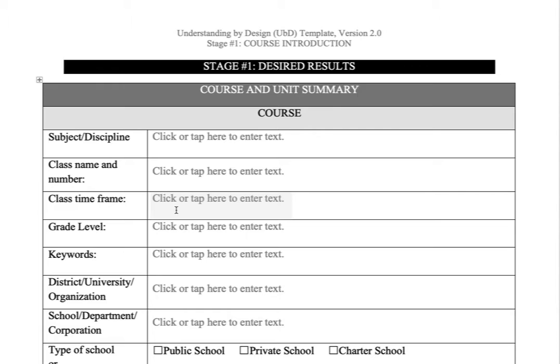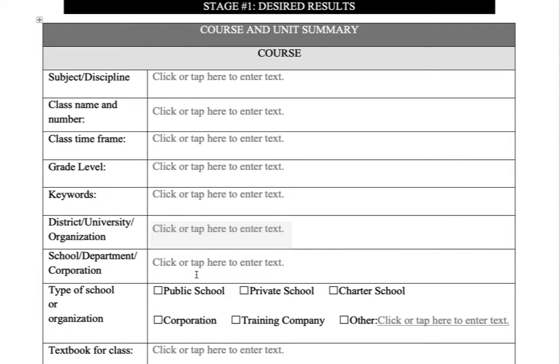Next, we will type in the class time frame such as 1 school year or 164 days. Below that, we will type in the grade level such as 9th grade. And then below there, we will type in keywords such as math or algebra 1 or linear equations. Below that, you will type in the name of your school. And then below that, you will type in the name of your school district.